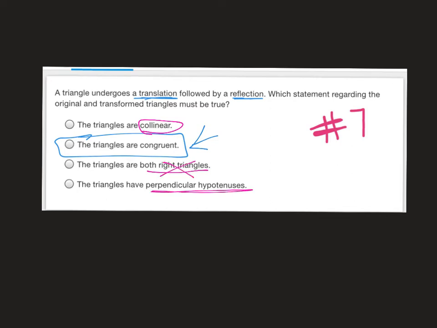Also, you've never heard me say the words perpendicular hypotenuses. So they just put some words together to make an answer choice. None of those should make sense to you. The only one that we have talked about is the fact that the triangles are going to be congruent. So that is definitely your answer.